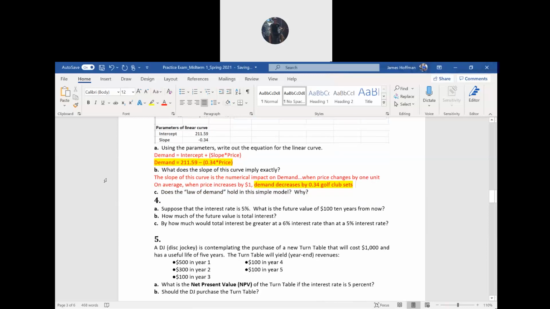Okay, so there you go. The slope of the curve is the numerical impact on demand when price changes by 1 unit. Say what that means with these numbers. So on average, when price increases by $1, then demand decreases by 0.34 units, which are golf club sets, right?